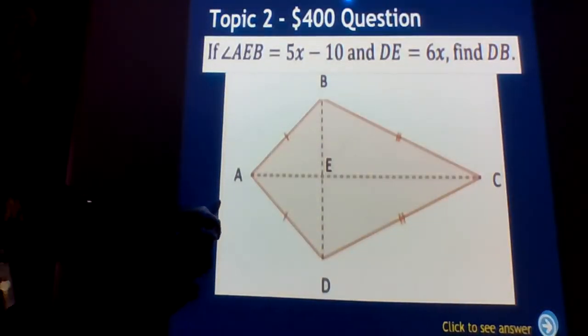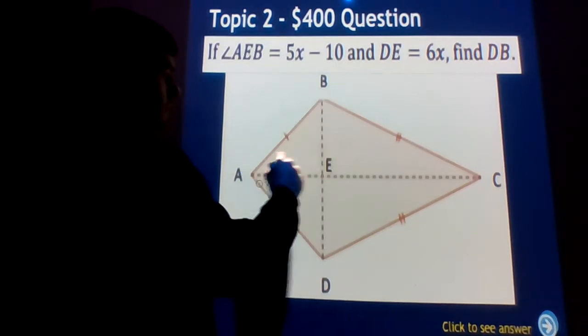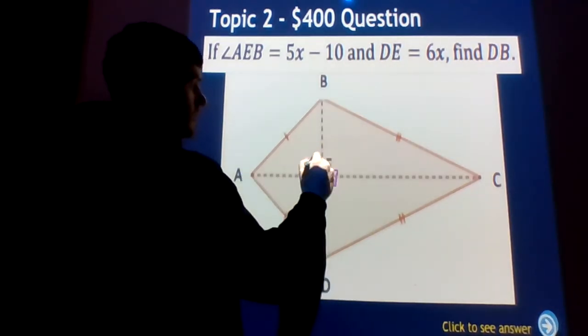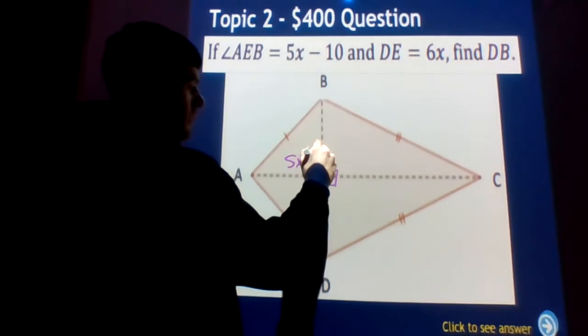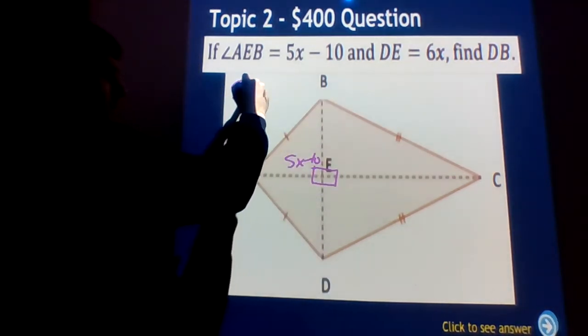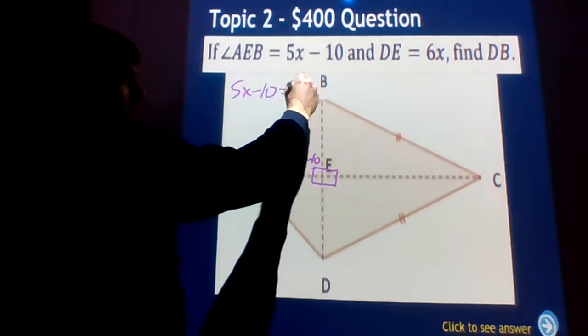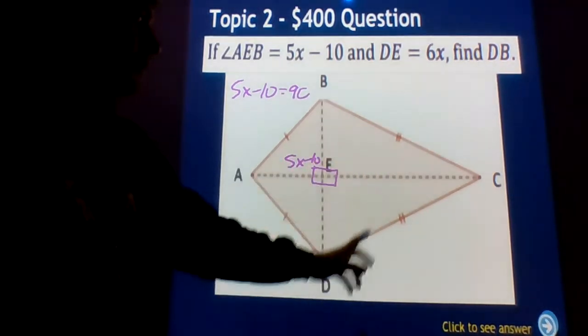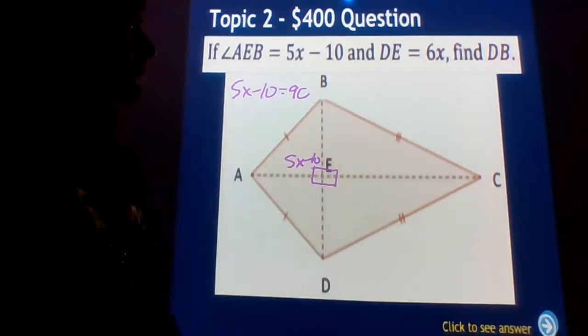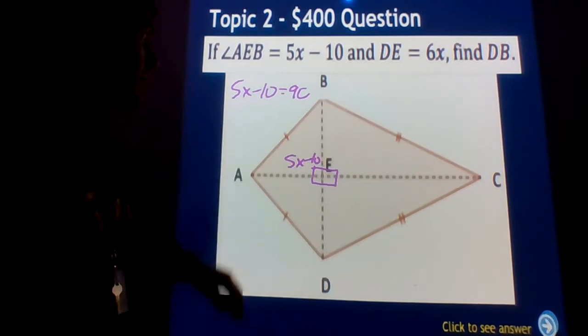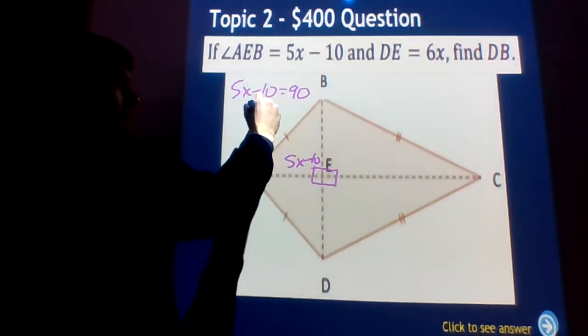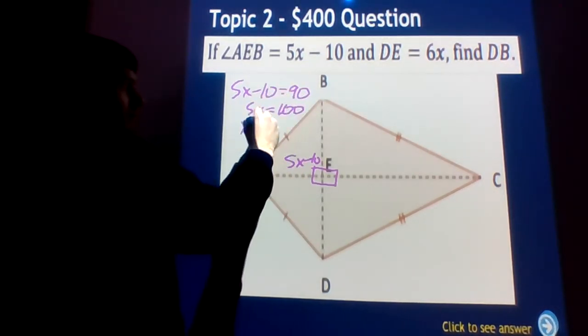Kite. AEB. So we know these are all right angles. We also know that this is 5x minus 10. So we know that 5x minus 10 equals 90. Right, diagonals of a kite are perpendicular, so you have 4 right angles. You can solve for x, so 5x is 100. So x is going to be 20.